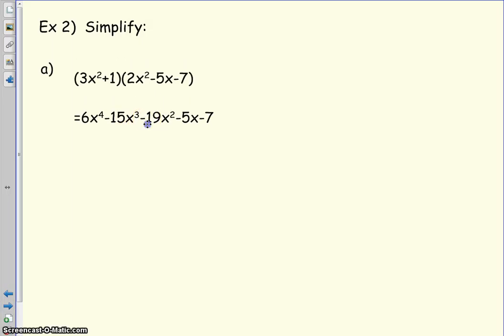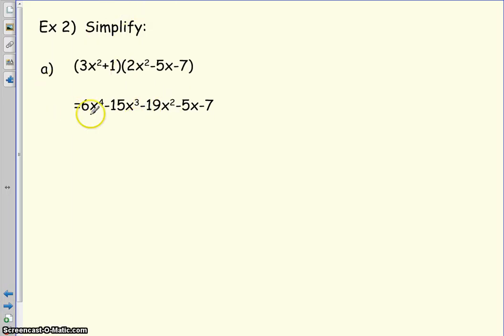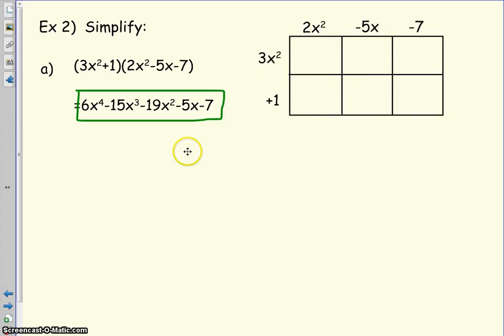Okay, so here's what I'd like you to try. Again, the answer is here for you, so you can check to make sure you're getting it right. What I'd like you to do is take 3x squared plus 1 multiplied by 2x squared minus 5x minus 7, using the method of your choice. I would strongly suggest using an array. So give that a try, and let's see what you get.